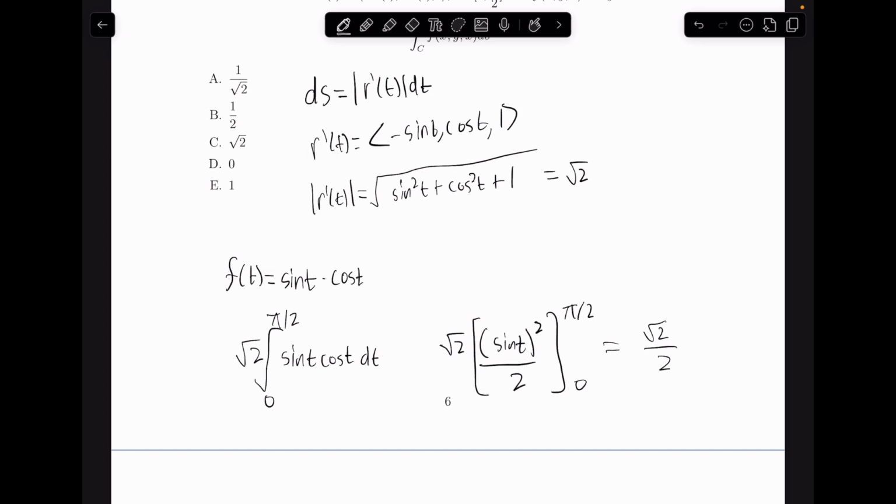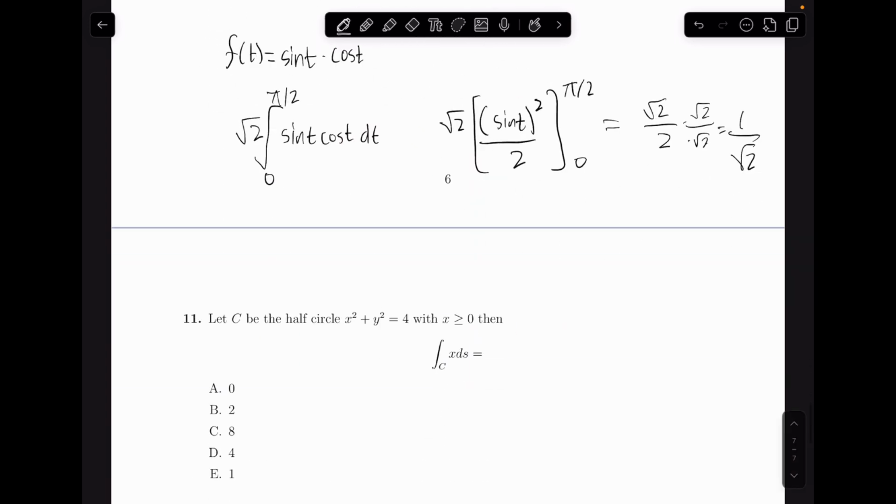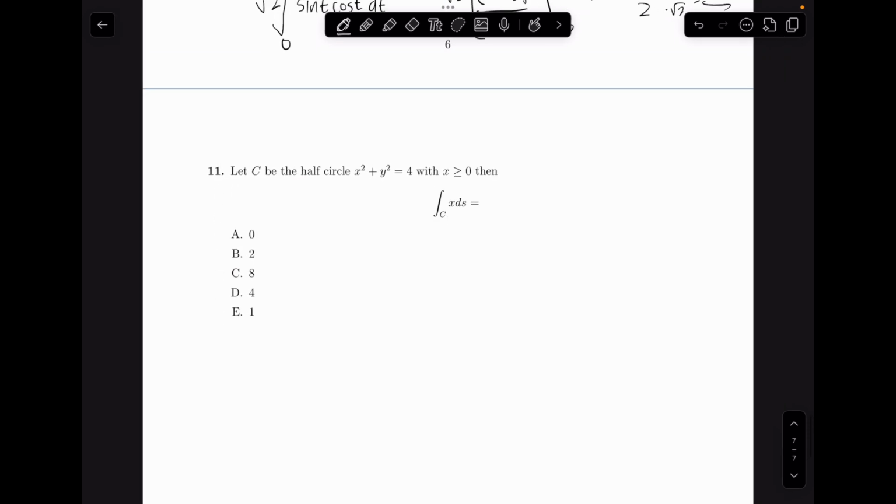And I think they're playing some trickery here. Multiply by square root 2 times square root 2. We're going to get 1 over square root 2, and that is answer A. It's pretty weird, but okay.